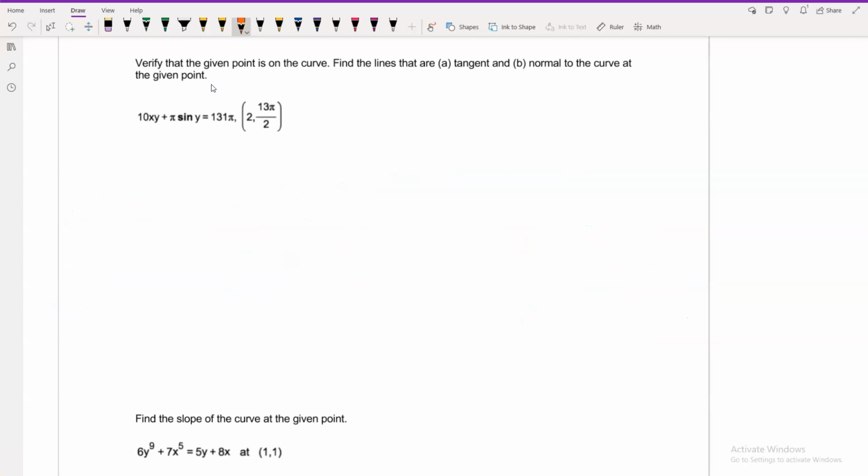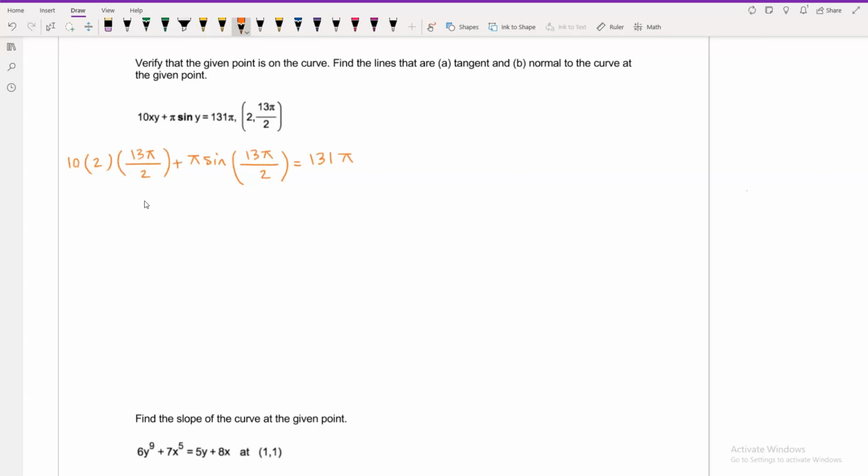Verify that the given point is on the curve. Find the lines that are tangent and normal to the curve at the given point. So here we have 10xy plus pi sine y equal to 131 pi, and our point is 2 comma 13 pi divided by 2. So here I verify the given point.